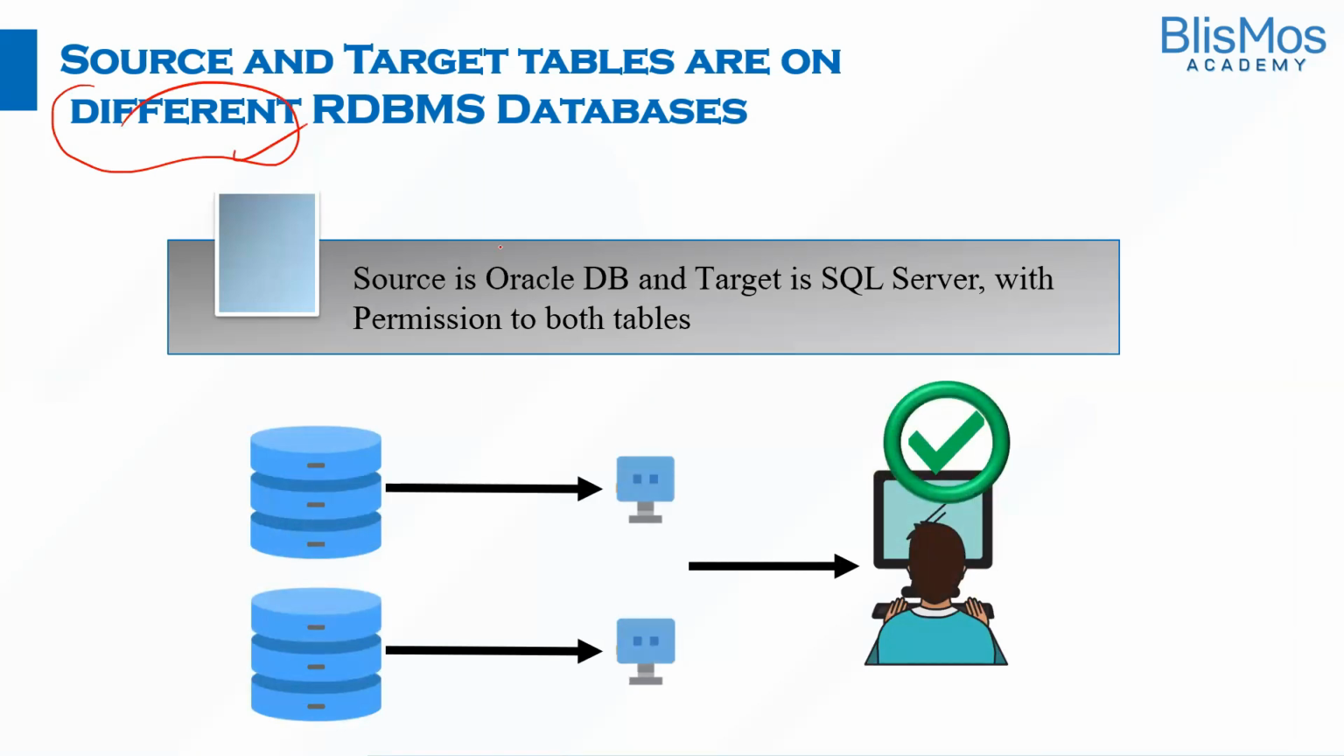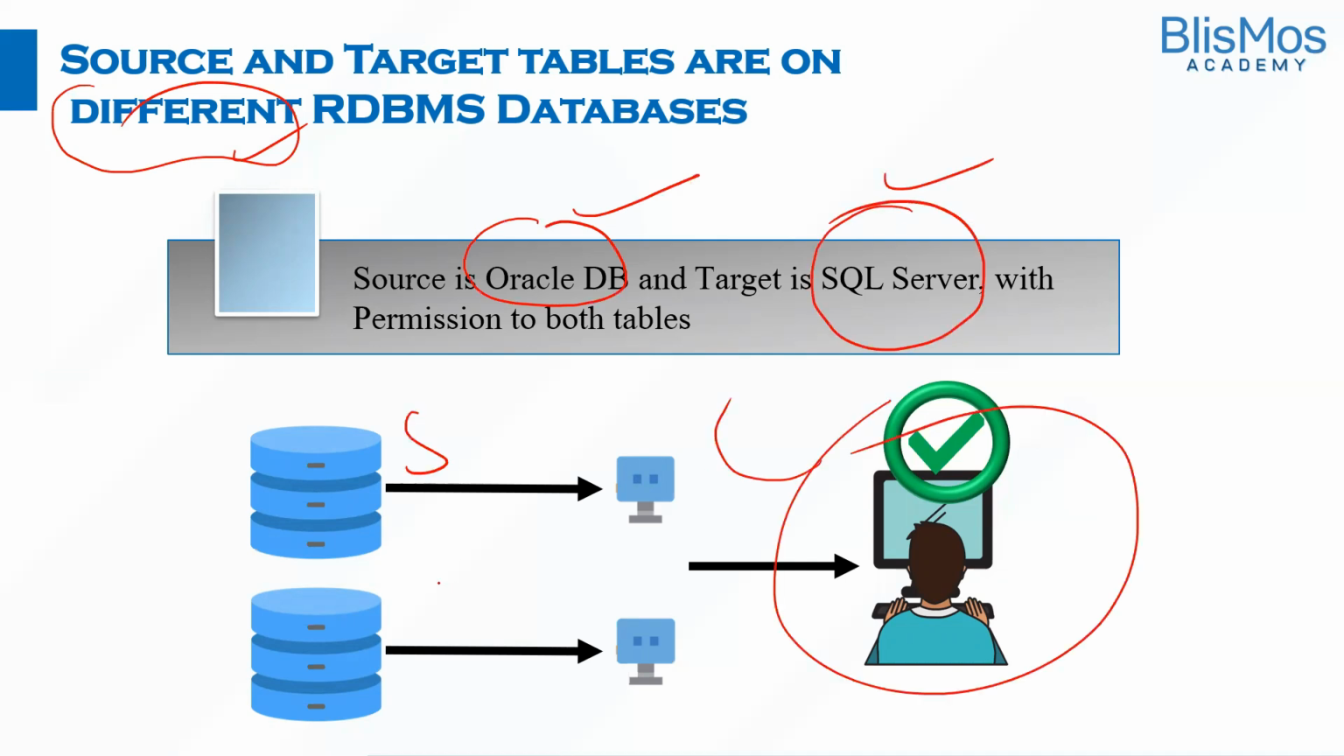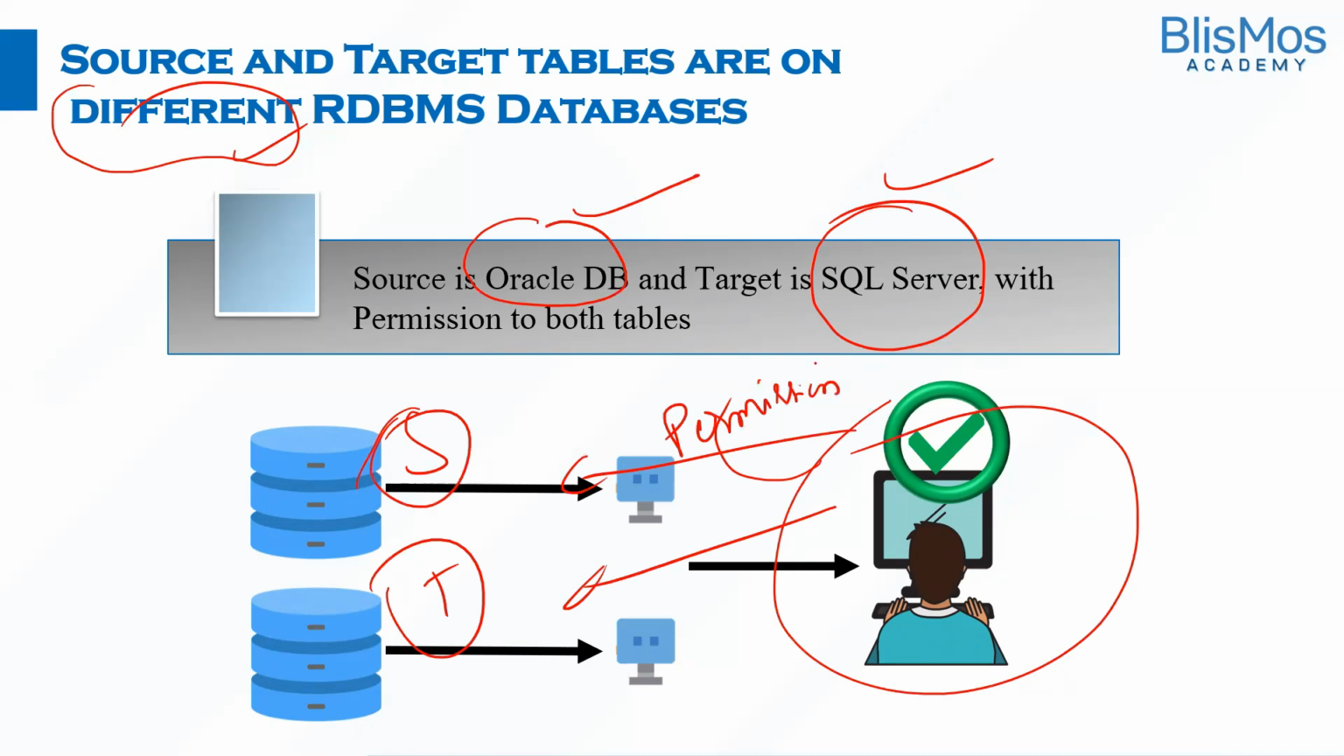For example, assume that the source is Oracle DB and the target is SQL Server. For both source and target, the testing team has permission. So in this context, how do you approach the validation? Let us look at that.